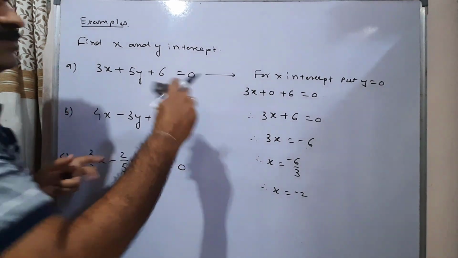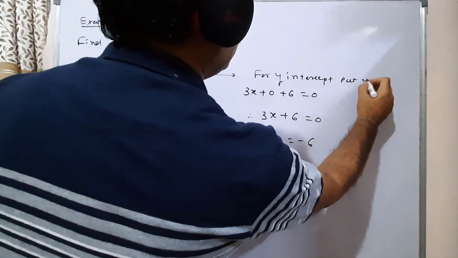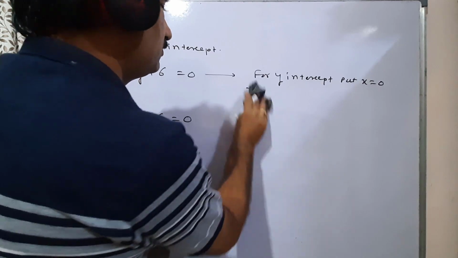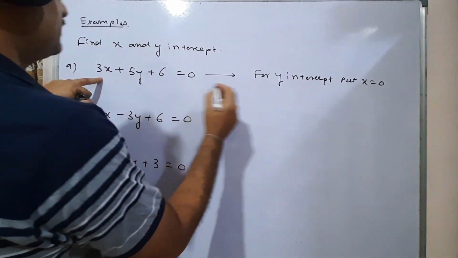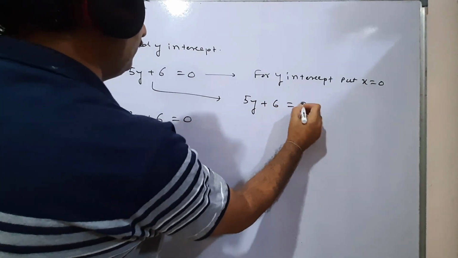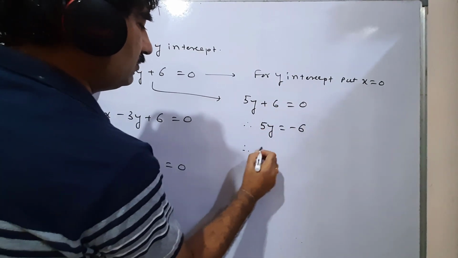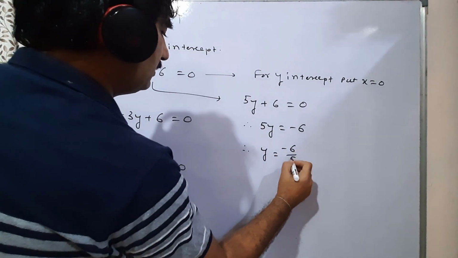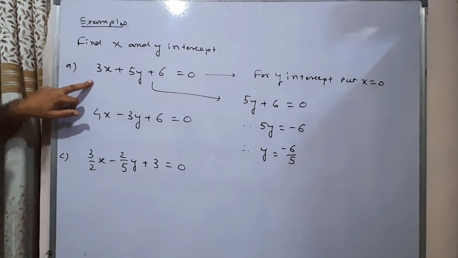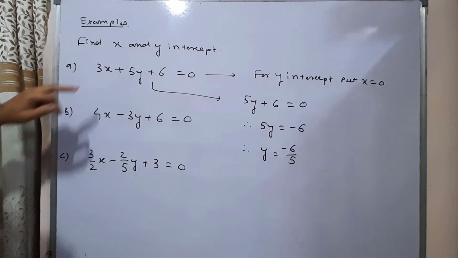Now to find y-intercept, we substitute x equal to 0 in the above equation. So when we substitute x equal to 0, what we get? 5y plus 6 equal to 0. 5y equal to minus 6, or y is equal to minus 6 upon 5. So in such a way, we get x and y-intercept of the above equation.